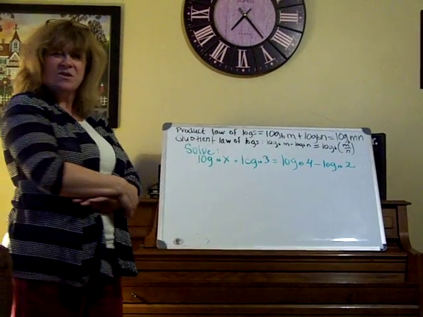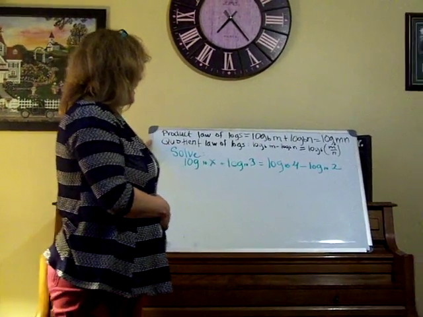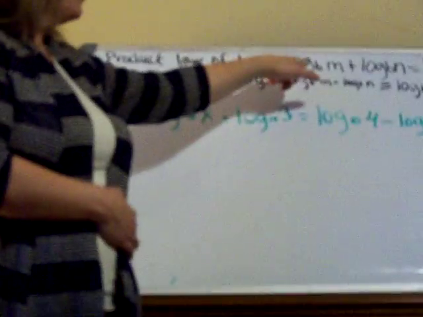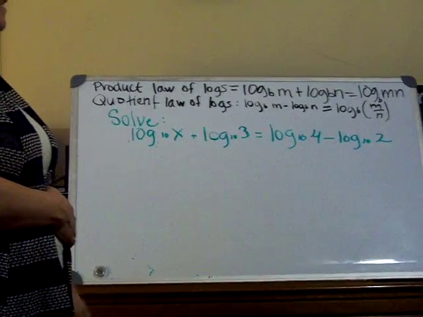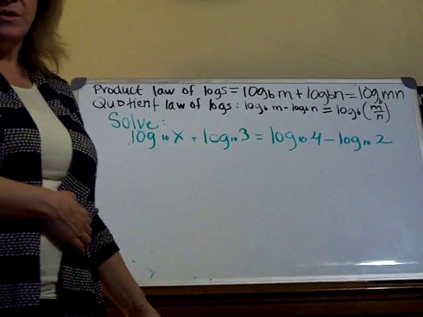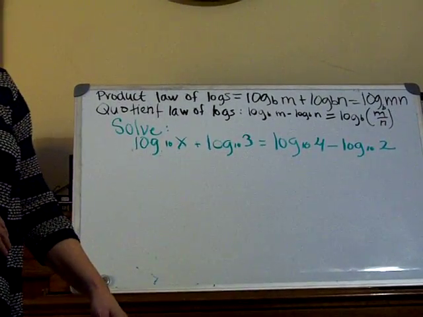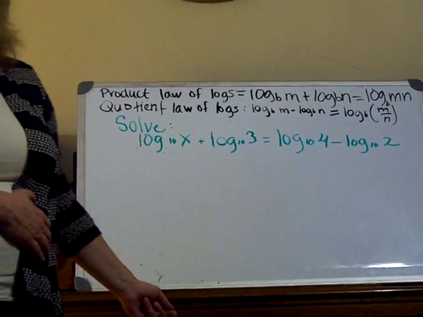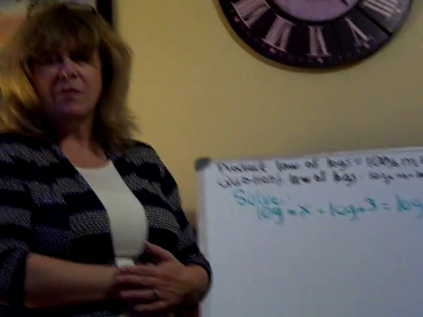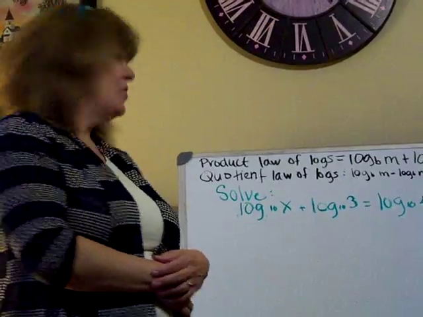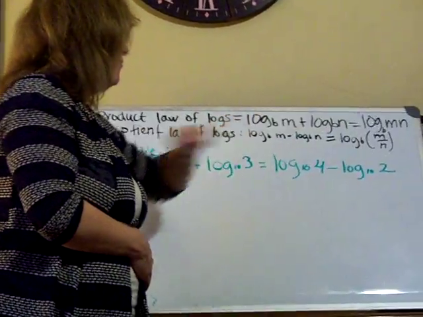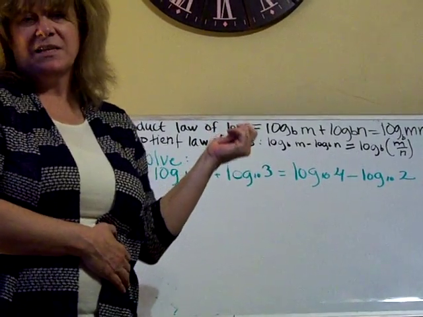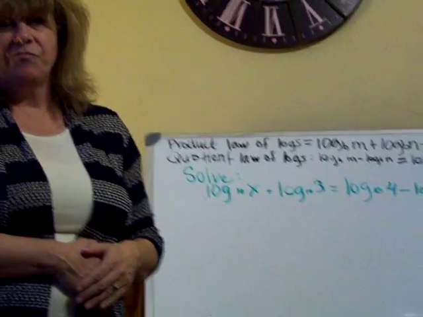The first one is called the product rule, and it says that when you take log base b of m and you add it to log base b of n, you're actually multiplying the m and n together, which means that when you take the log of a number and a log of another number, you don't really multiply them, you add them. The trick to this is they have to be the same base.